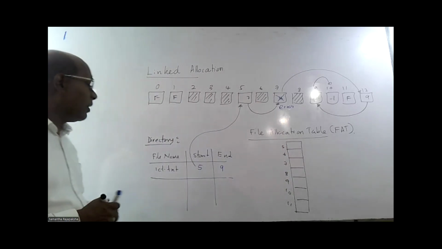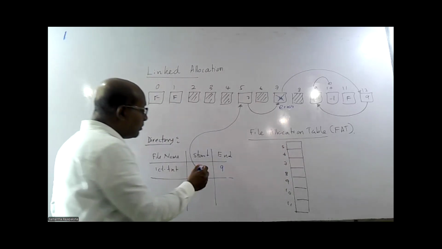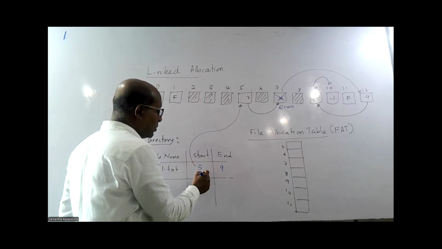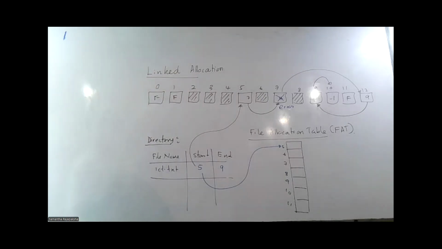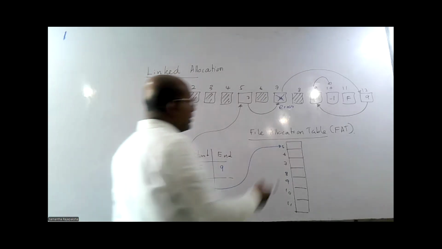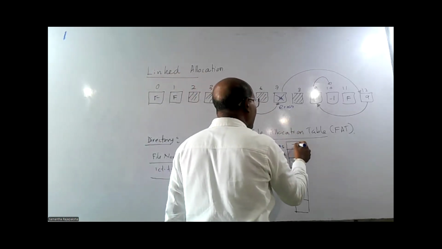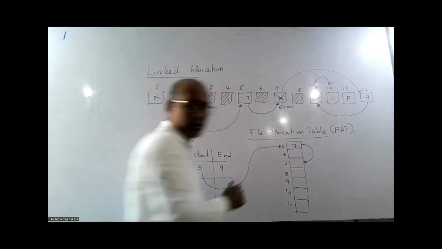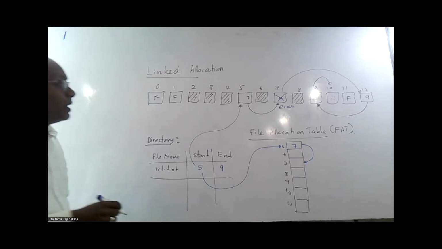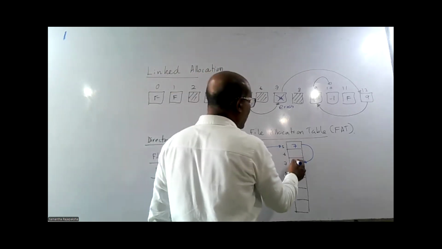In the table, here we know that the starting block is 51. So the starting block is 51. When you go to 51, the next one is 7. You write the 7. Then you go to 7. When you go to 7, it says the next one is 2.